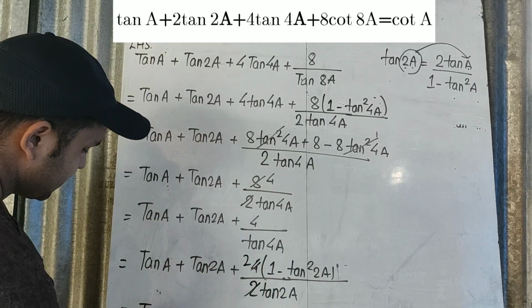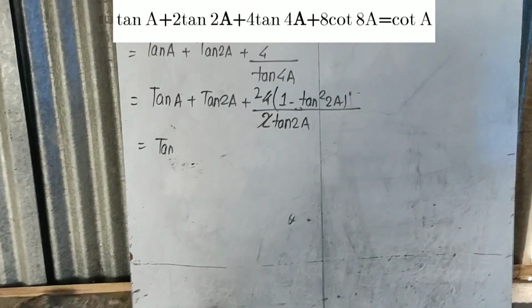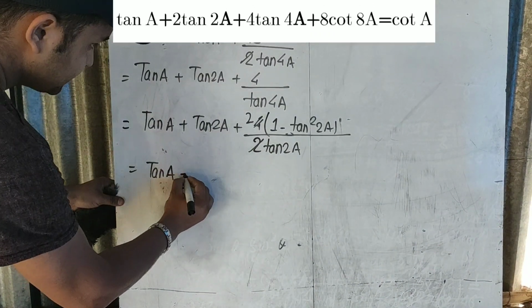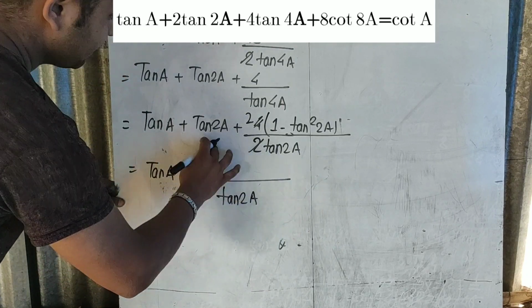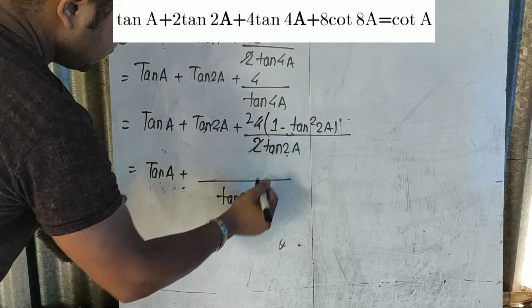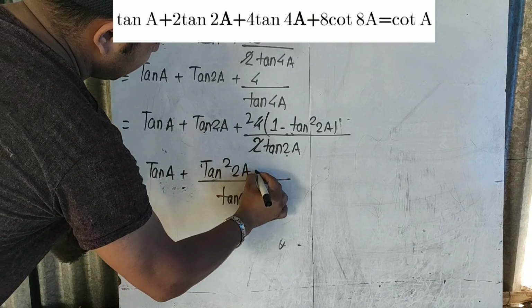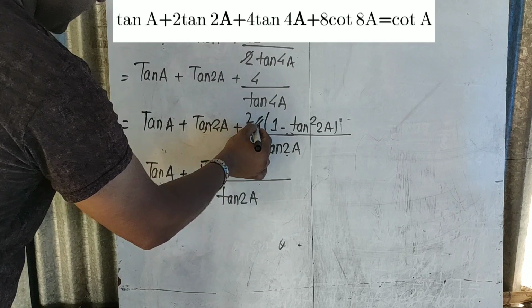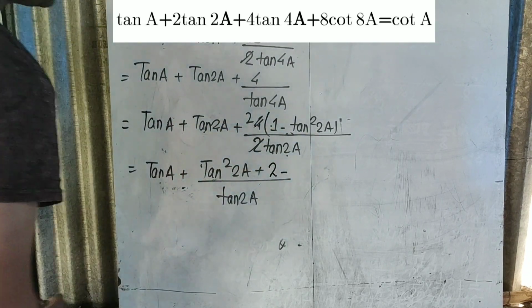Now take the LCM of the second two terms. We are going to take the LCM of only the second two terms. You have tan a plus, so here you can write tan 2a as your LCM. Now tan 2a into tan 2a is tan square 2a plus, this you have here 2, 2 into 1 is 2, minus.